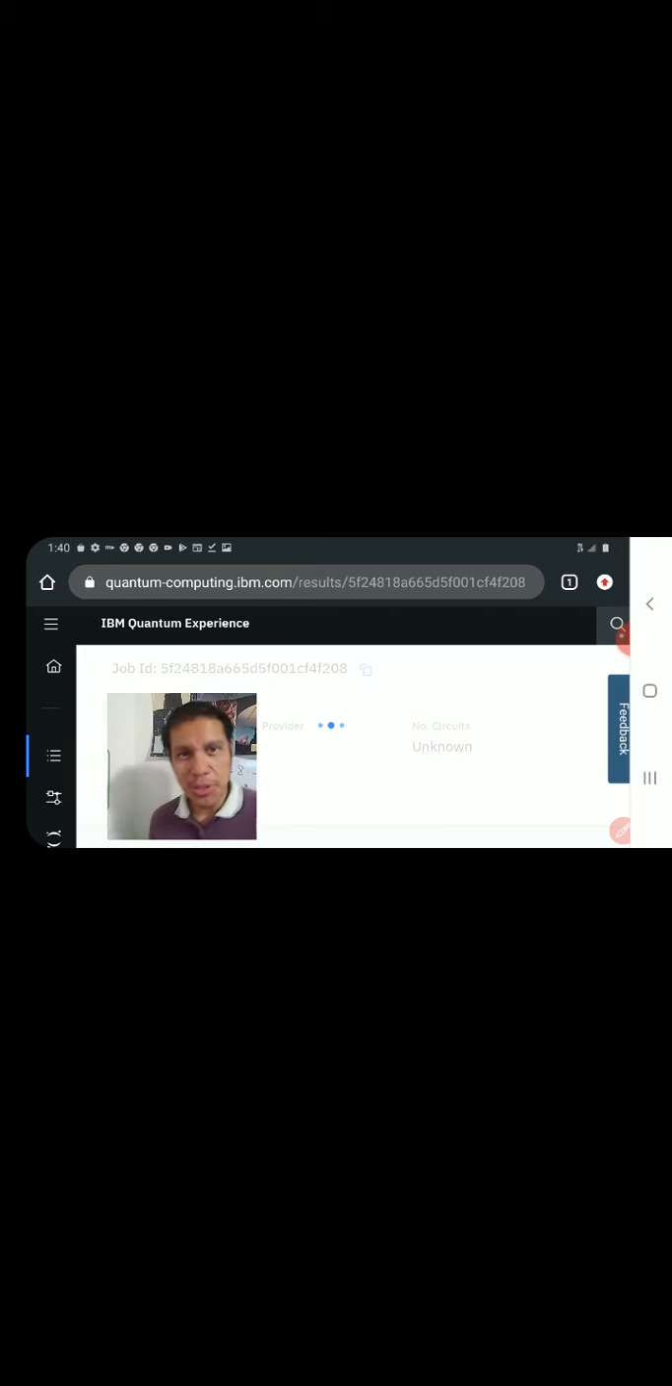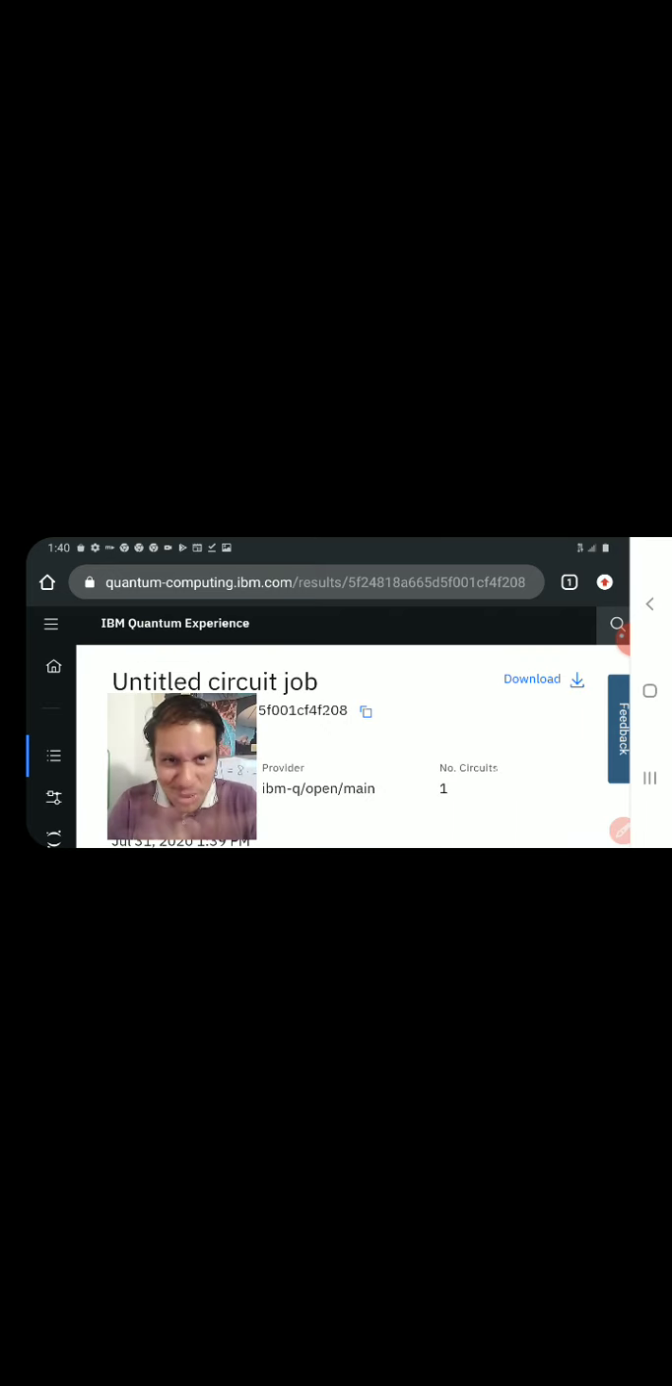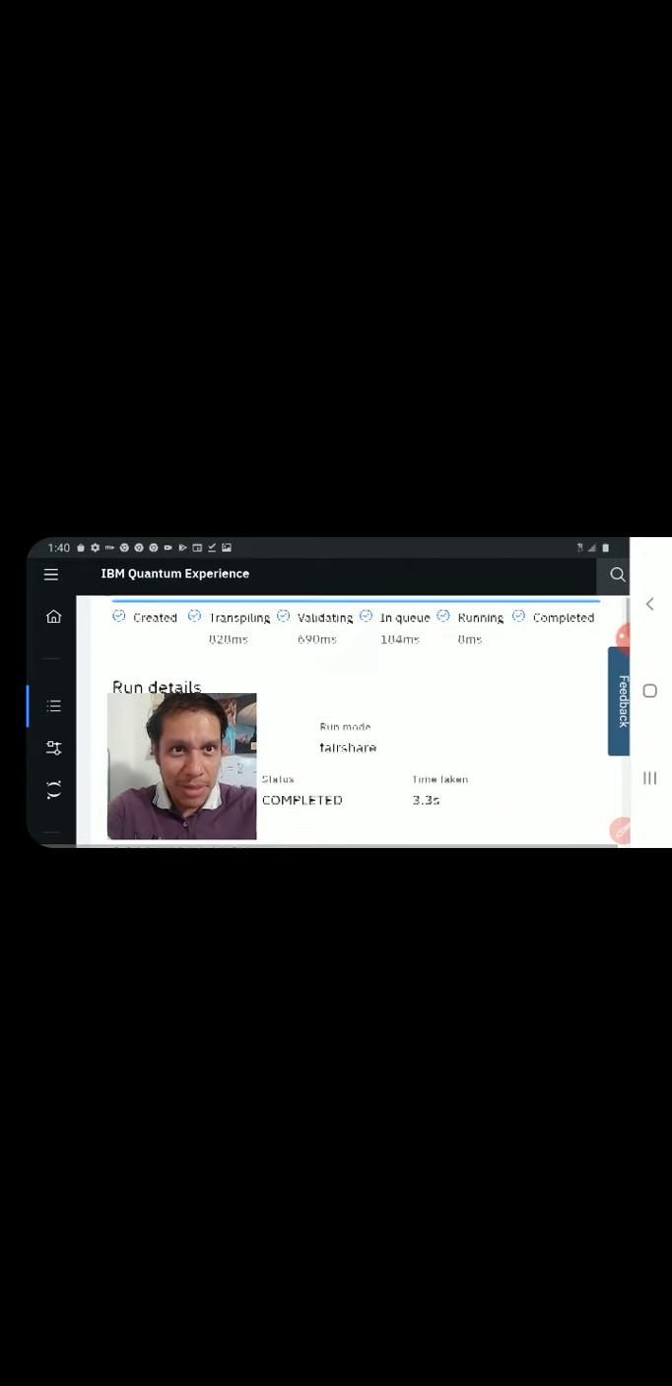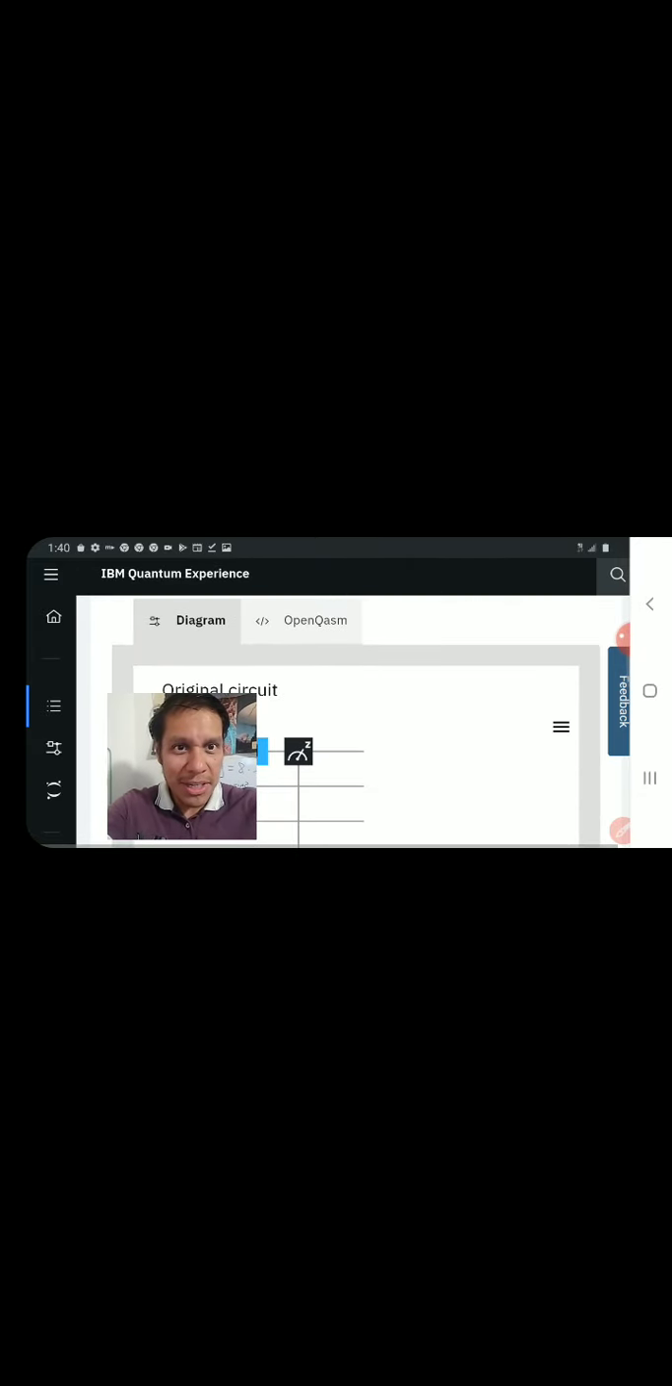So let's look at the one that I did right now. Let's look at the results of our experiment with this electron. This is exciting. Let's look. Let me go down. It gives you a lot of information about what happened. There's my circuit and the results. There it is. There are the results, as you can see. Look at that.